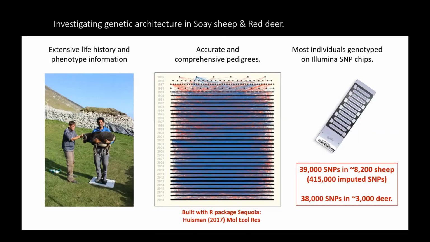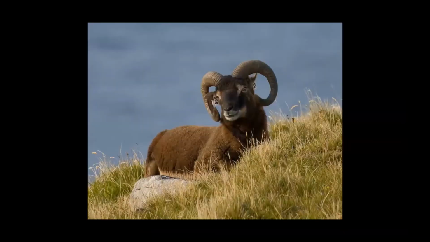So the first case study that I'd like to share with you is probably the most complete analysis that we've done in any of these populations. This is what my PhD was looking at, which is the horn morphology in the Soay sheep of St Kilda. This is an example of a male Soay sheep, and you can see that they have these nice big horns that are really important for competing for access to mates.